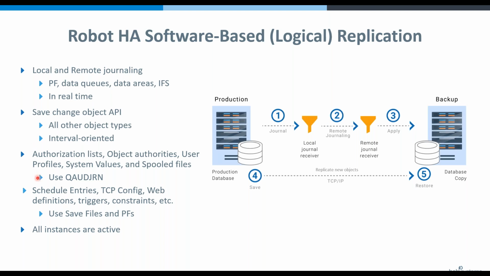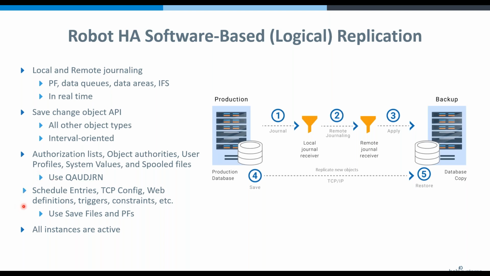Now, we also use the Q Audit Journal, which is, of course, as you know, for security purposes, which is always a great conversation around security. But we use it for authorization lists, object authorities, user profiles. Again, this is an interval process. I should really add that to the screen here.